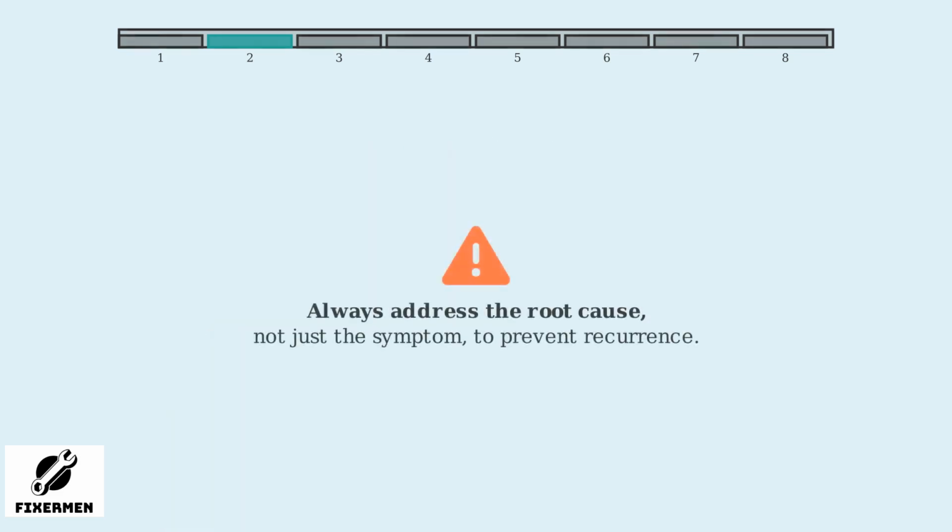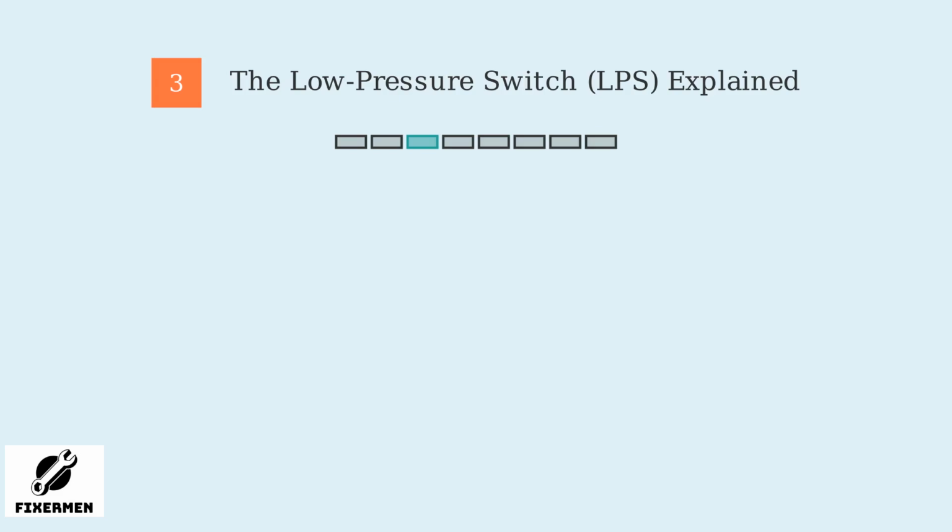It's crucial to identify and fix the underlying issue, rather than just resetting the error code. This prevents the problem from recurring and ensures your HVAC system operates efficiently. The low-pressure switch, or LPS, is a crucial component in your Carrier AC system. It monitors the pressure in the suction line, which carries refrigerant from the evaporator back to the compressor.